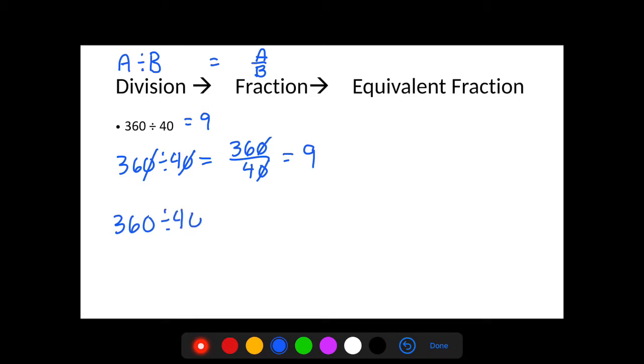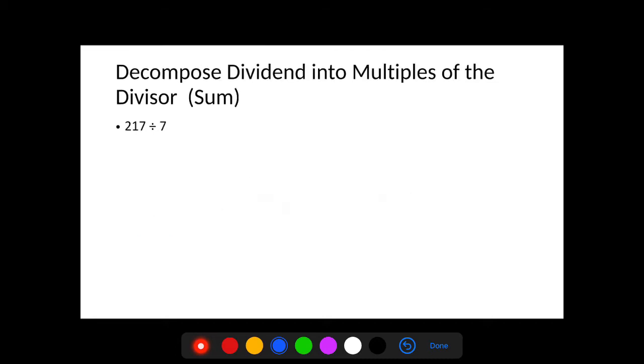Another way to think about this is to, instead of thinking about canceling zeros, we can think about dividing. So divide the numerator and denominator by 10. I get 36 over 4. Divide the numerator and denominator by 4, and I get 9.